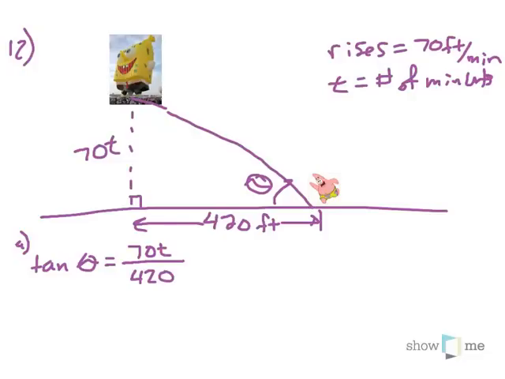If we knew what theta was, and we knew what t was, or either one of the two, then we could find the other. We could find t if we knew theta, we could find theta if we knew t. So that's part A. Part B is a completely different question. What is the altitude of the balloon after 3.5 minutes?